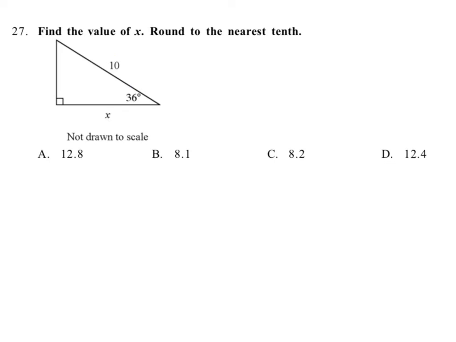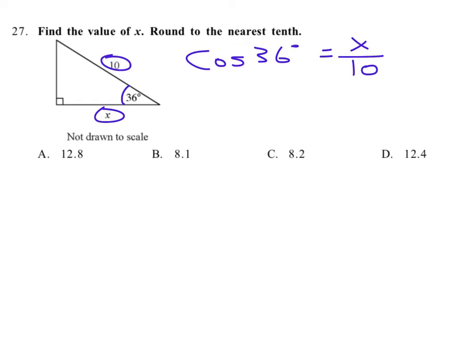Find the value of x. We're going to see which two sides we're dealing with here. From here, we're dealing with the adjacent side and the hypotenuse. So cosine deals with adjacent and hypotenuse. Cosine of 36 degrees is equal to the adjacent side x over the hypotenuse, 10. And in this particular case, we don't need to actually do this swap trick.